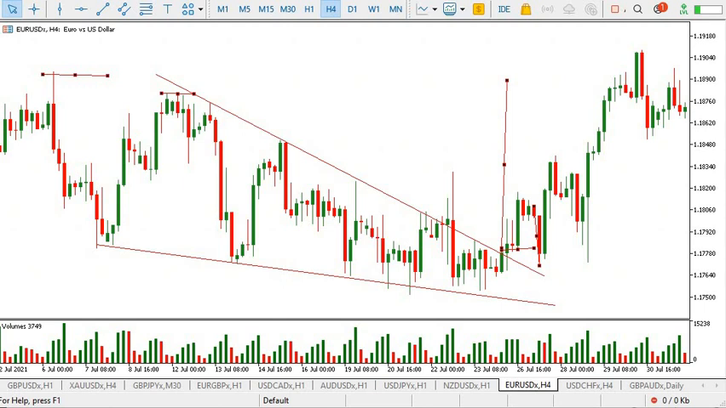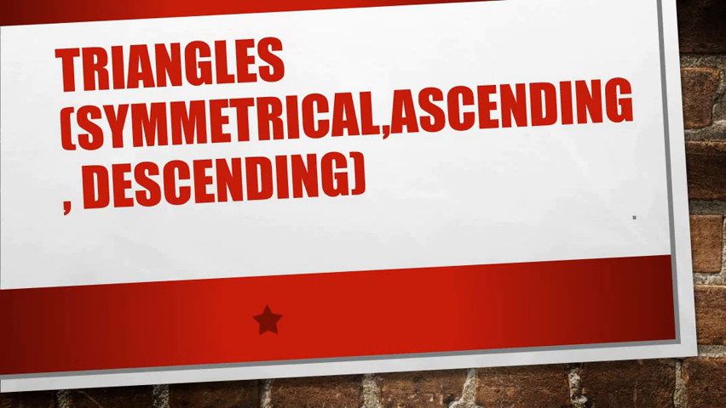Now we will move towards the triangles. In the markets, there are three types of triangle. The first one is symmetrical, the second one is the ascending triangle, and the third one is the descending triangle, and we will discuss them all in this video.